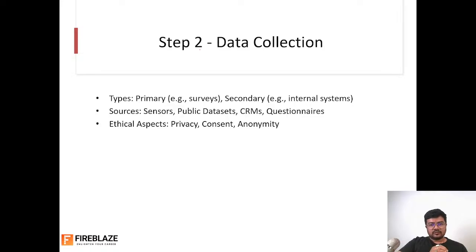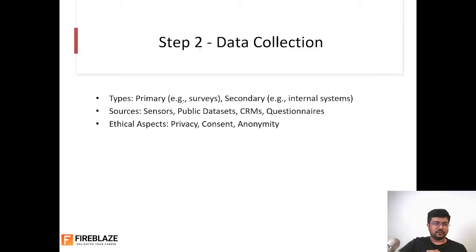The next step is to collect the data. Now, as you can see, there are various sources of data, which can be broadly classified into two. First is primary, and second is secondary. Primary data sources are those sources wherein you yourself go out and collect the data. The example for which is survey.